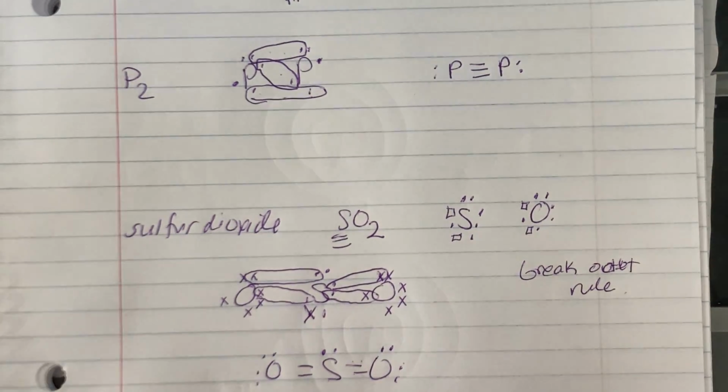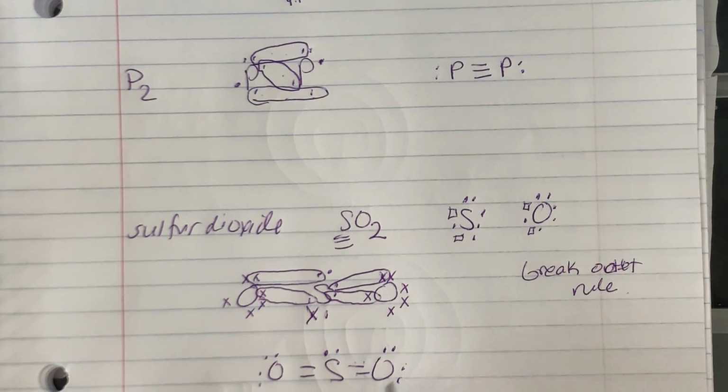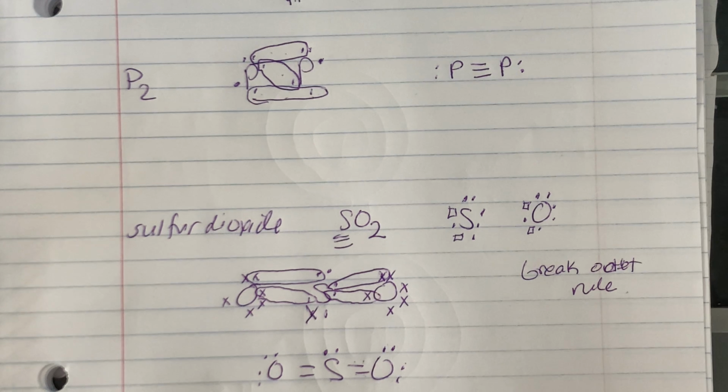Okay, and if you're in general chemistry, you won't be tested on the sulfur dioxide ones. All of yours will meet the octet rule and the valence rule. And that's it.